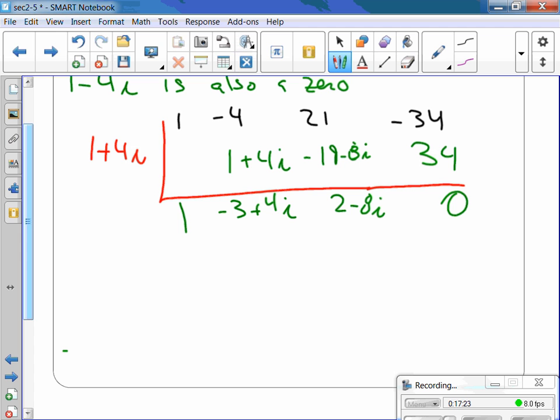So, we now have a quadratic going. I have my constant term, my x squared. Can I just write this out and solve since it's a quadratic?